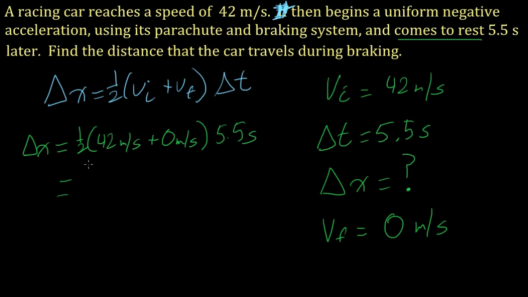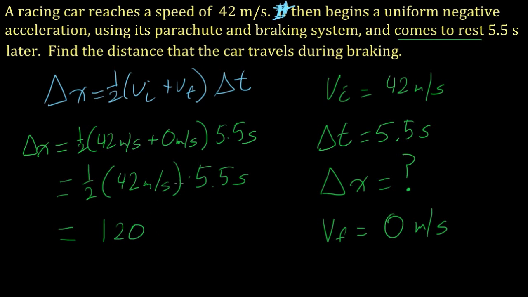Let's do some arithmetic here. 1/2 times 42 meters per second plus 0 meters per second is just 42 meters per second times 5.5 seconds. All right, 42 times 5.5 is... oh, I should be able to do that in my head. Oh well. 1/2 times 42 times 5.5 ends up being 120 meters per second times seconds.